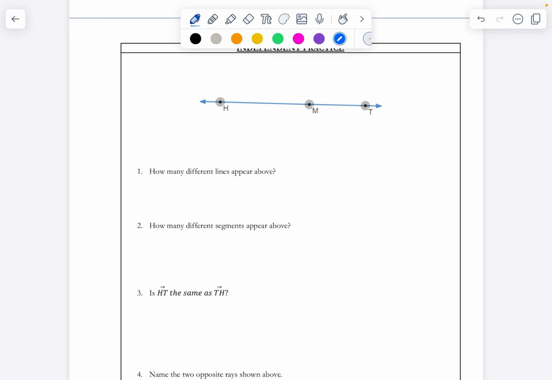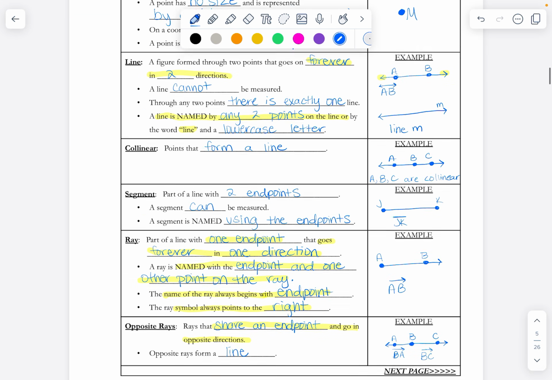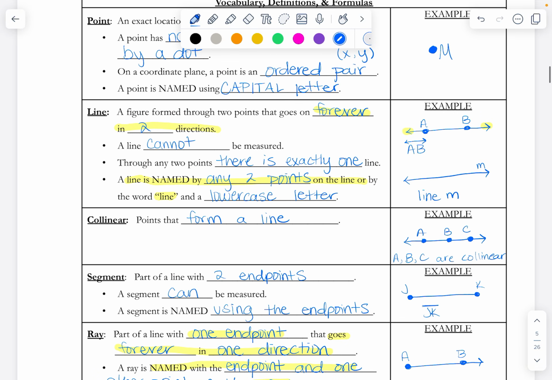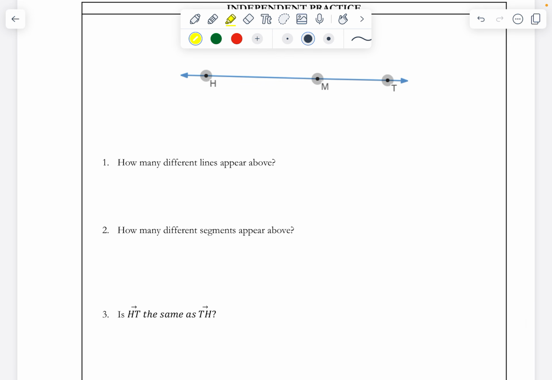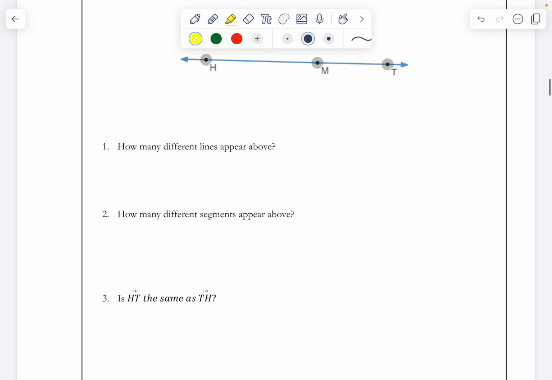So the first question is, how many different lines appear above? Now, if we go back to our definition of a line, remember here it says, through any 2 points, there is exactly one line. So if we go to our picture, even though there are 3 points, H, M, and T, there's one line here. We could name it in different ways. However, we're still representing the same line. The line doesn't change because remember, it cannot be measured and it goes on forever in both directions. So here we only have one line.